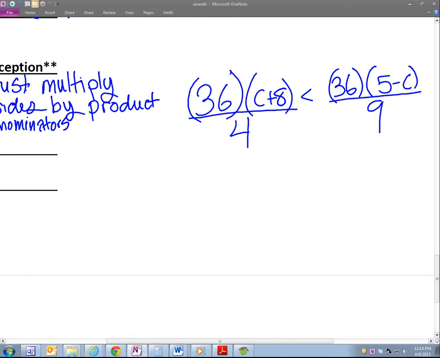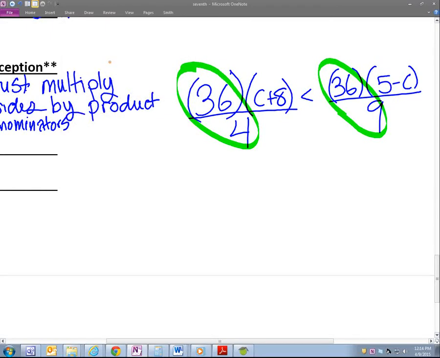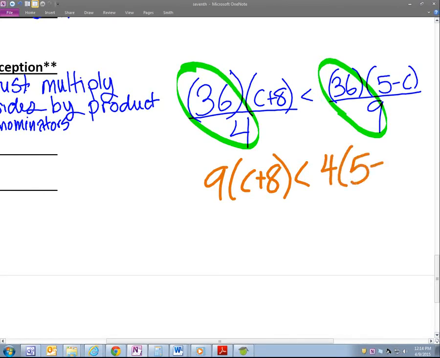Now, if you've had this before, the way that this works is there are 9 4s in there, and there are 4 9s in there, so it's going to come out like this. 9 times c plus 8 is less than 4 times 5 minus c. Ugh. There's only one. On the test, I'm going to look and see if these are on there. I've got to look at the test a little closer.